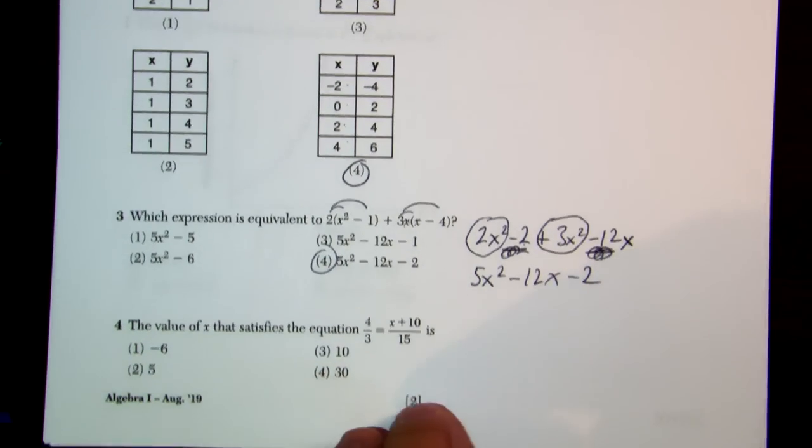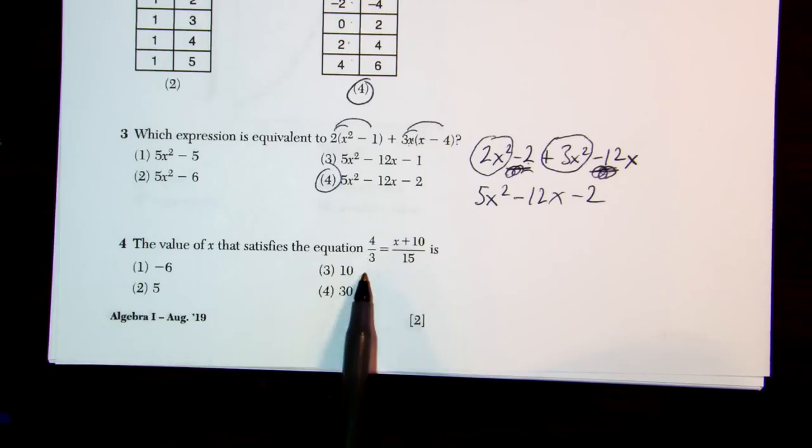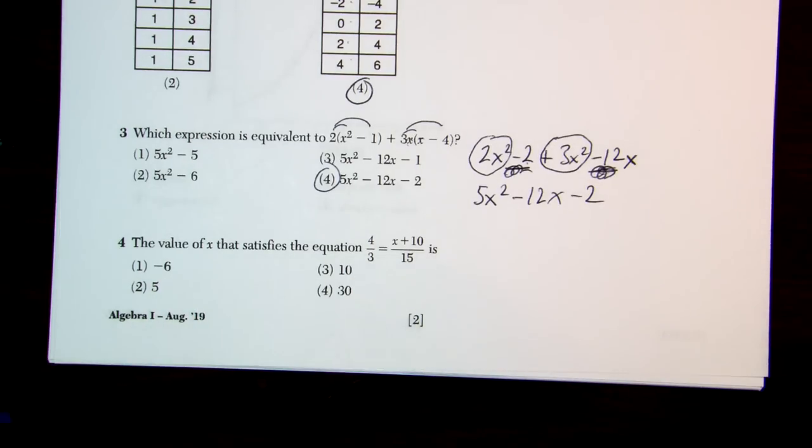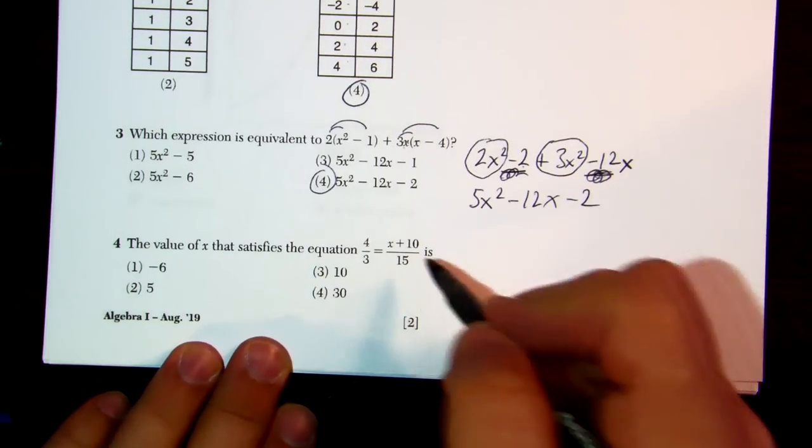Next one. The value of x that satisfies the equation 4/3 equals x plus 10 over 15. Alright, so there's a few ways that you can do this. You can actually take each one of these choices and try plugging it in and see which one's going to work out. Or you can cross multiply and then solve for x. And that's the way I'm going to do it.